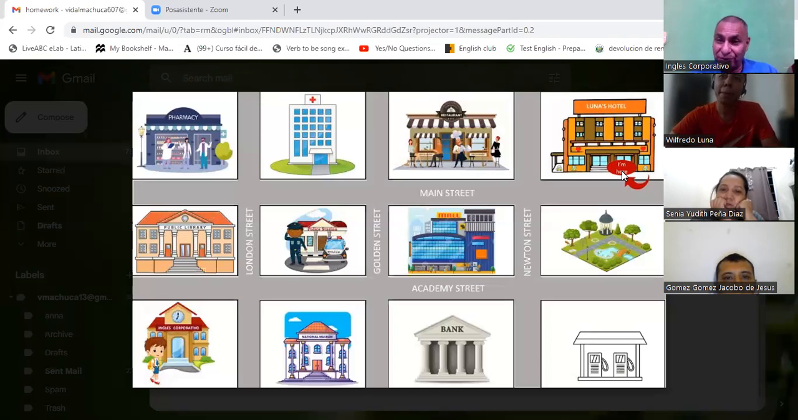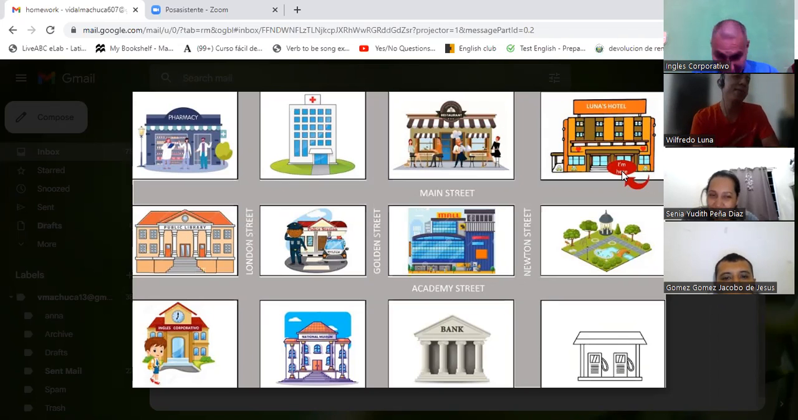Just go on Main Street. Well, from here, you can go on Main Street, all the way to London Street. It is about 3 blocks from here, so you can go on foot. On London Street, you're going to make a right. You keep going, and after 1 block, the Inglés Corporativo building will be in front of you. You will be able to see it because it's a big building. I think it's yellow and has red signs on it. So you won't miss it, okay?